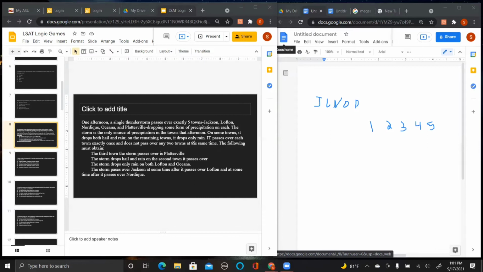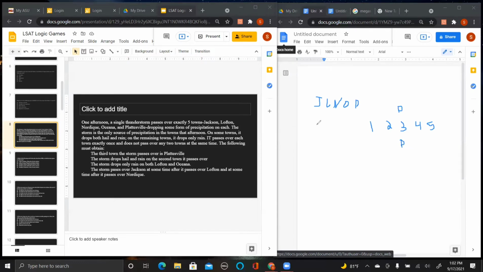So it passes over each town exactly once and does not pass over any 2 towns at the same time. Yeah, so that's basically just saying that it's in an order. So the third town the storm passes over is Platesville. So I'd put a P right here, or you can put it right here. Either way really works. P is in third place.